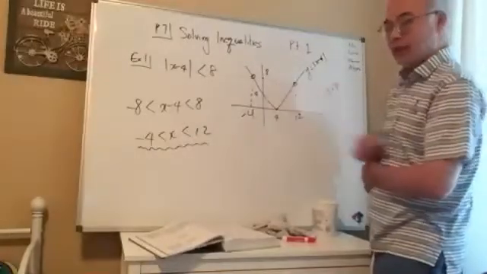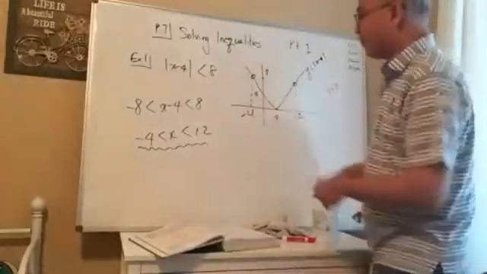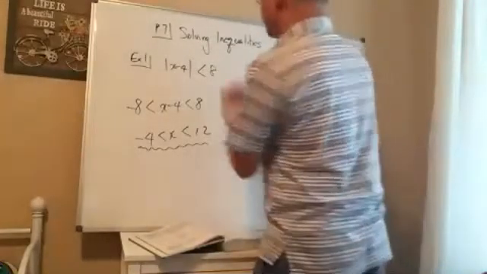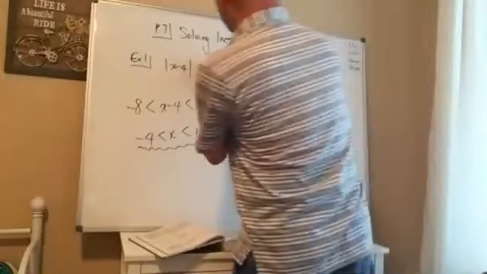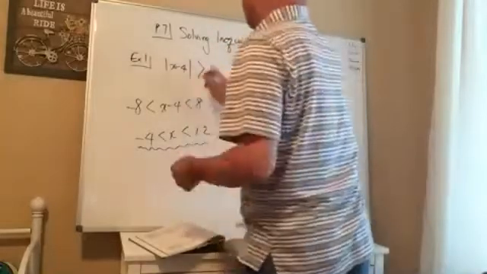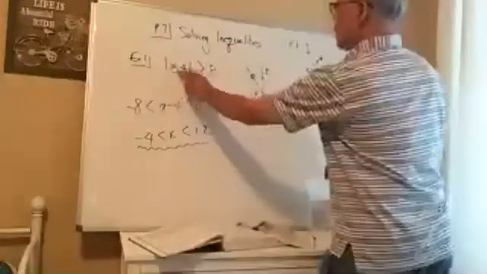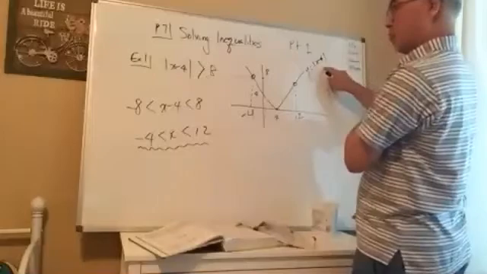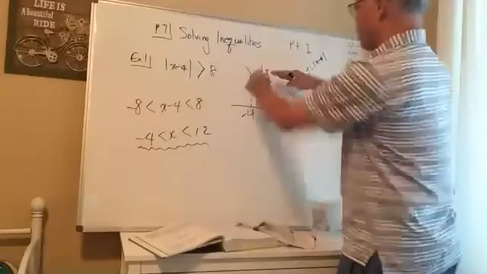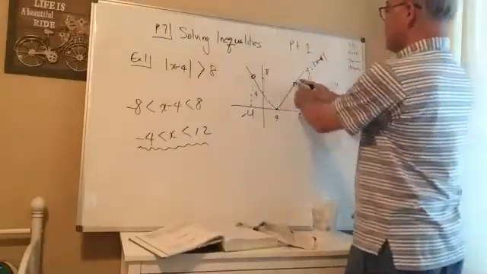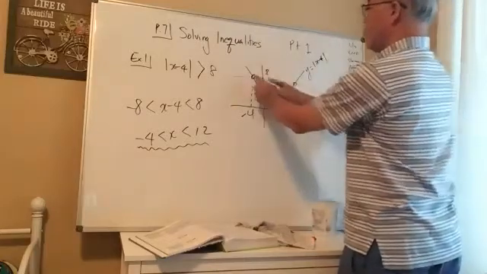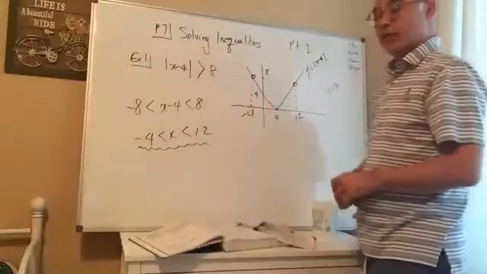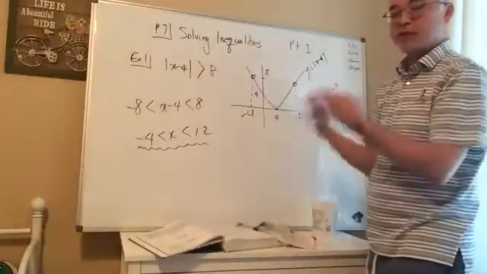Okay, all right. If I change this question and go like this, now what are we looking at? We're looking at when the absolute value, or this graph, is greater than 8, so it's above here. So x has to be greater than 12 or x is less than negative 4. Everybody see the difference there?